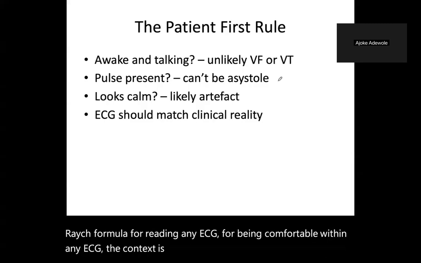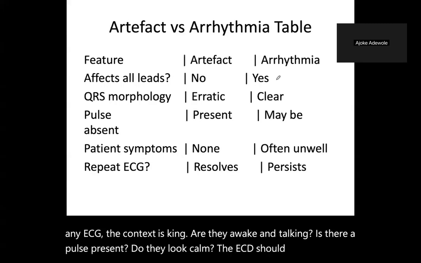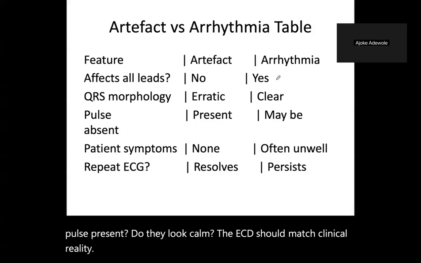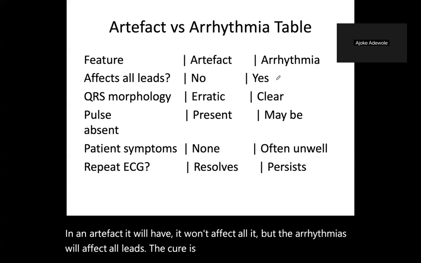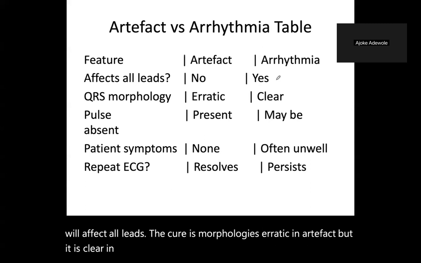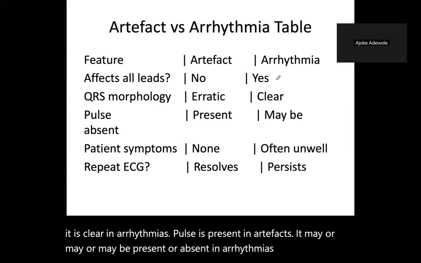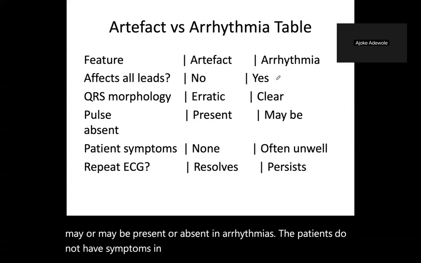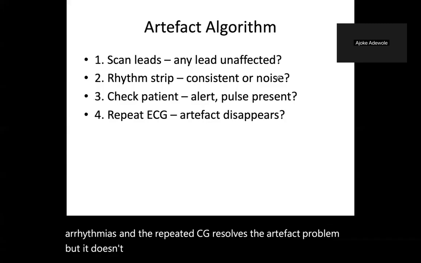Are they awake and talking? Is there a pulse present? Do they look calm? The ECG should match clinical reality. In an artifact, it won't affect all leads, but the arrhythmias will affect all leads. The QRS morphology is erratic in artifact, but it is clear in arrhythmias. Pulse is present in artifact. It may be present or absent in arrhythmias. The patients do not have symptoms in artifacts, but are often unwell with arrhythmias. And the repeat ECG resolves the artifact problem, but it doesn't resolve the arrhythmia problem.